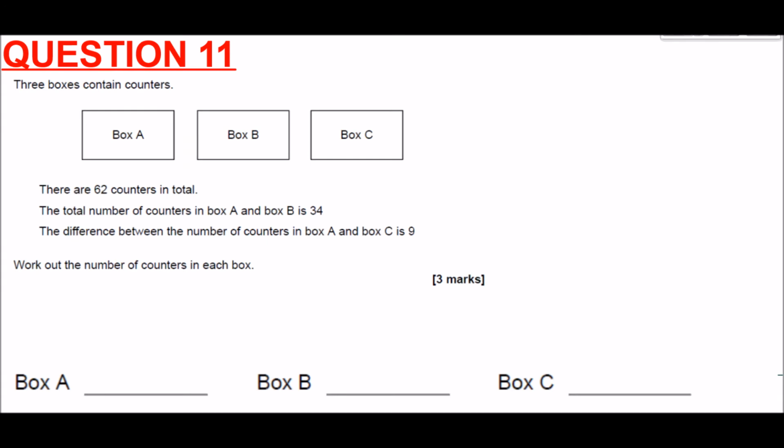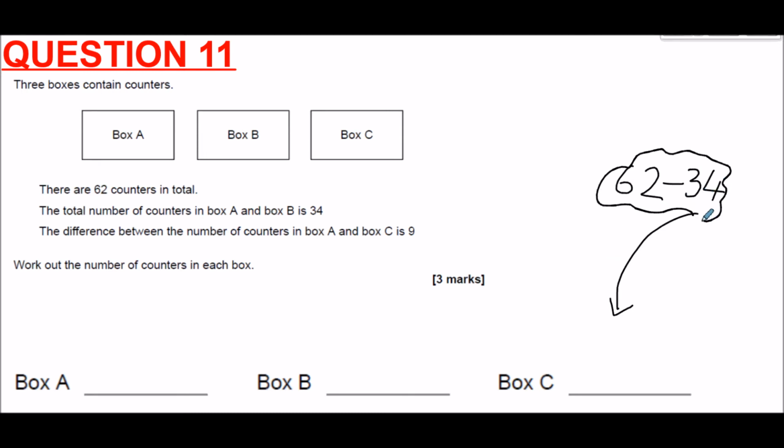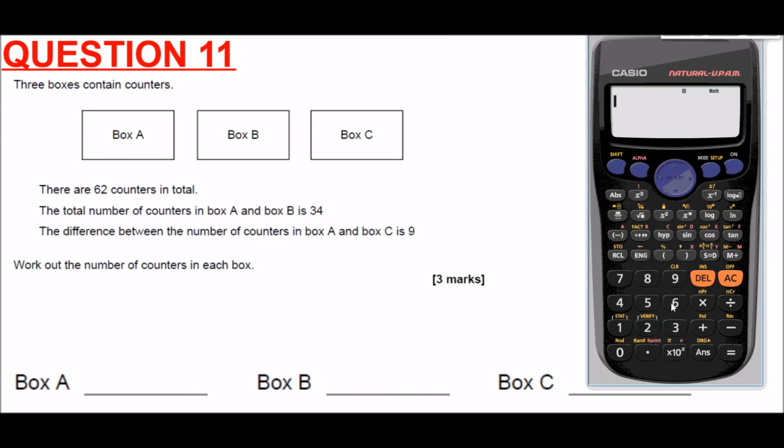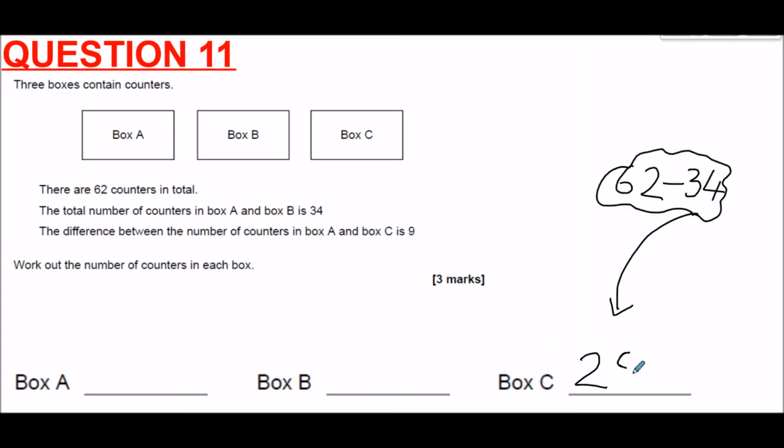Question 11. 3 boxes contain counters. It says there are 62 counters in total. The total number of counters in box A and box B is 34. That's the key bit of information to get us started. So in box A and box B combined, there's 34, so the rest of them must go in box C. So 62 take away 34 will tell us how many must be in box C. If we get the calculator and do 62 take away 34, we get 28. So that tells us box C has 28 counters in.